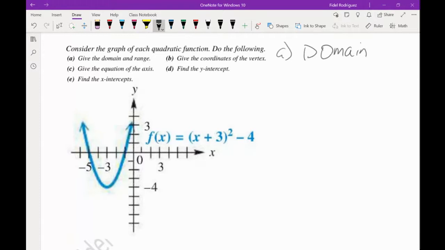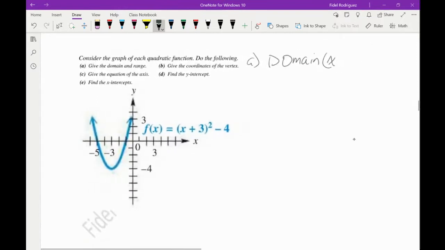Number one is the domain. If y'all remember, the domain refers to the x values, okay? So what does that mean?